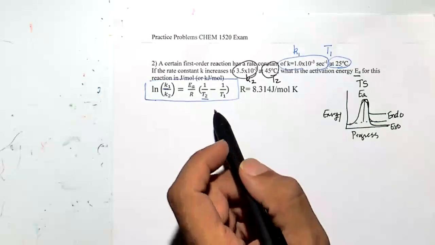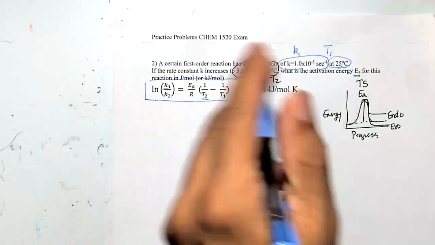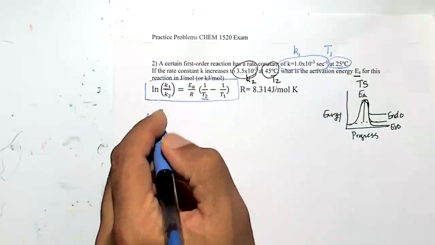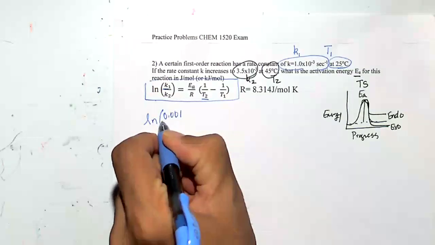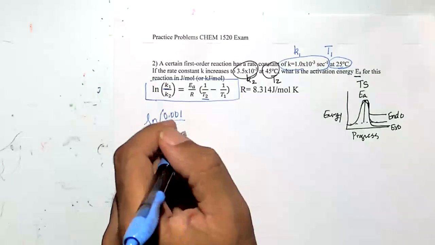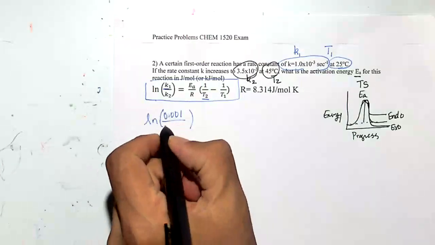So this is just plug and play. Plug it in and then get the answer out. So we have natural log of K1, which is 0.001, excuse me, 1 times 10 to the minus 3. And then K2 is 0.0035.